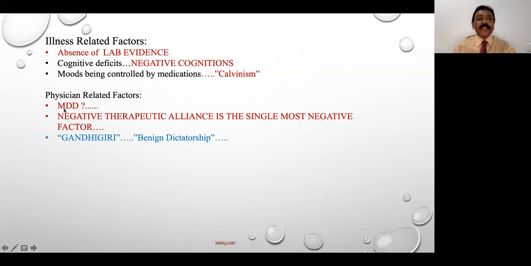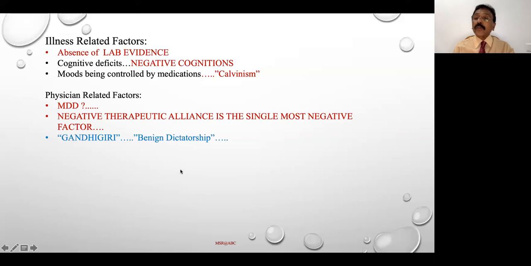Right. Physician related: you have to believe that the diagnosis of MDD is valid. And I think this is a very important statement: negative therapeutic alliance is the single most negative factor for non-compliance. Single most. So you have to be very careful. And this I say: you agree with him, but with some element of, I think all of you remember Gandhigiri? It helps.